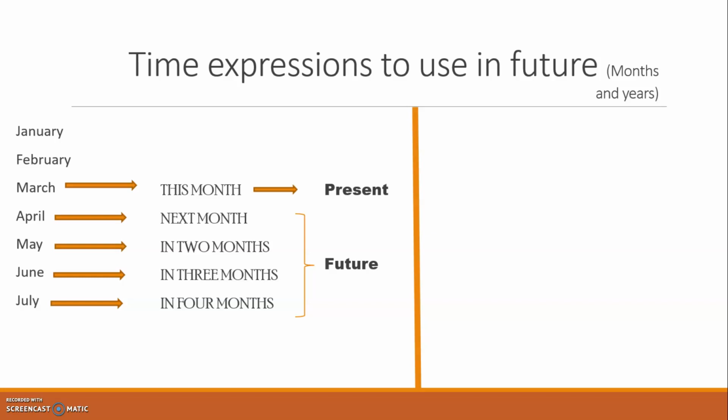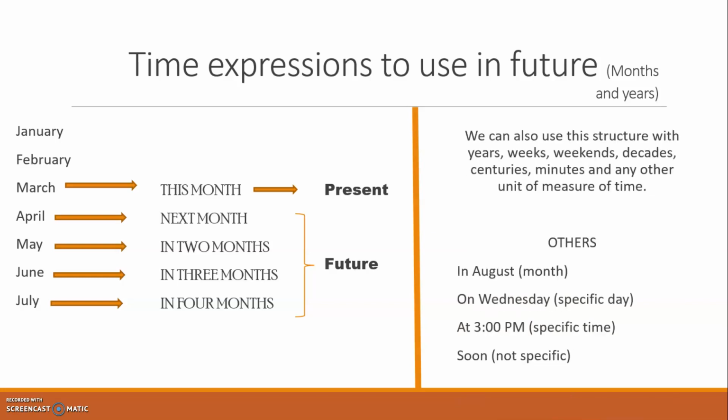April is next month, that is future. May is in 2 months, June in 3 months, and July in 4 months. We can also use this structure with years, weeks, weekends, decades, centuries, minutes, and any other units of measure of time.